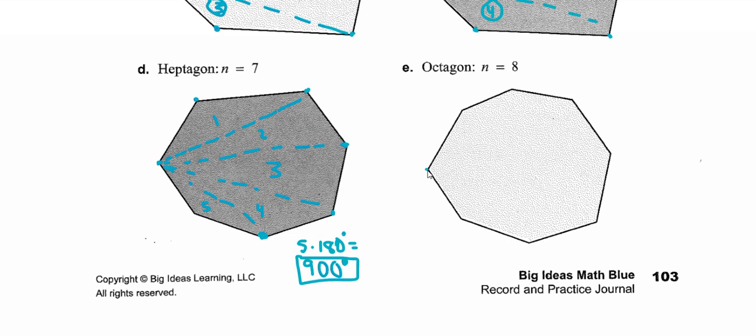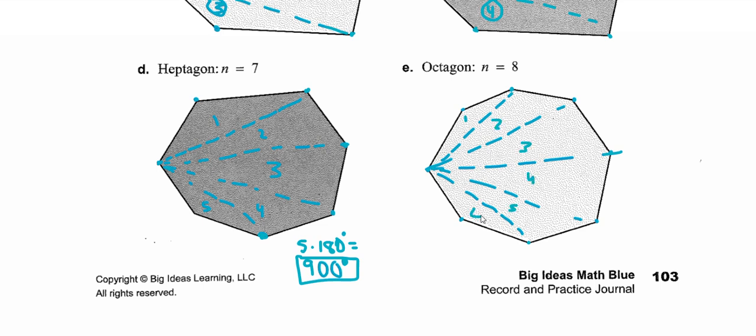And on the last one, again, connect all the vertices with line segments. I've got 8 sides, so I know I'm going to be able to make 6 triangles. So connect all of these. 1, there's 2, 3, 4, 5, and then 6 right here. So 1, 2, 3, 4, 5, 6 triangles. Again, 2 less than the number of sides. So I've got 6 times 180. That's the angle measure of all of these triangles, and I have 6 of them. So I multiply by 6, and I get 1080 degrees.